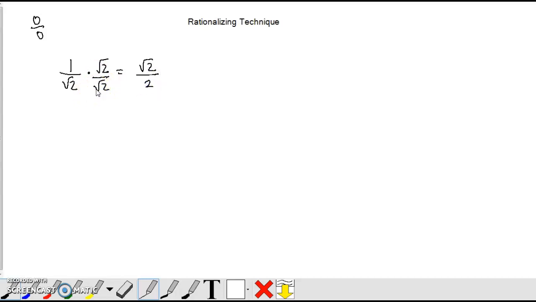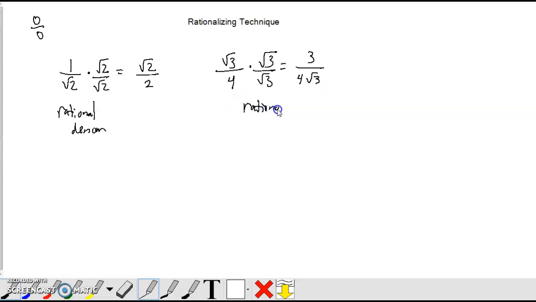But we can also rationalize the numerator. So this is rationalize denominator. So what happens if I had a root 3 over 4 and I want to get rid of the root 3? I'm going to still multiply root 3 to both top and bottom, and I'll get 3 over root 4 root 3. So again, I can rationalize the numerator as well. Okay, so that's what's new in this problem. Okay, so let's walk through our very first example.